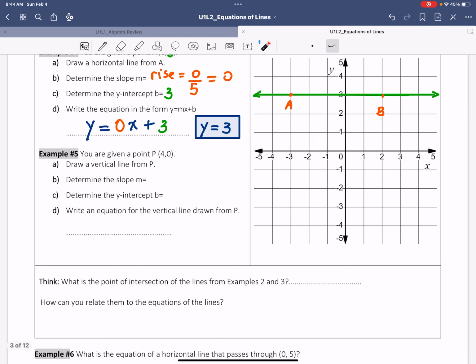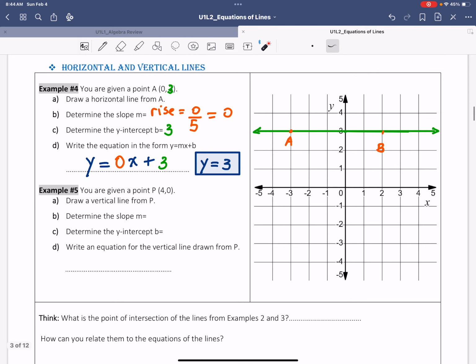Next, we are looking at vertical lines. So from the point P with coordinates 4 and 0, so here is the point P with coordinates 4 and 0, right on the x-axis, we are drawing a vertical line. Arrows. And we have to determine the slope. So to find the slope, I'm going to pick 2 points here. So I'm going to call this the point P, and this one here the point Q.